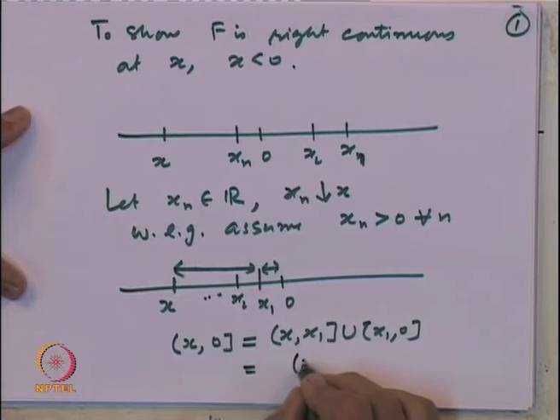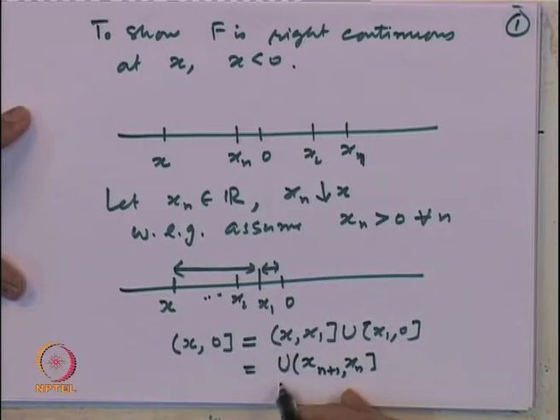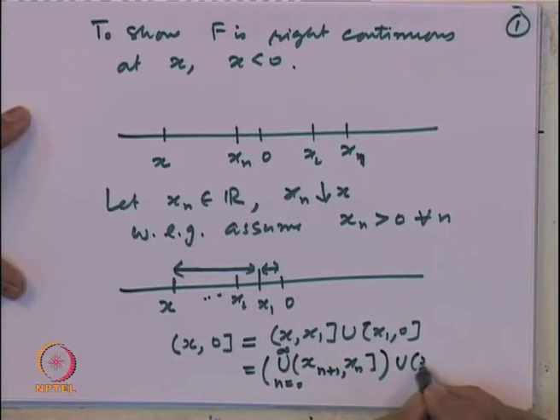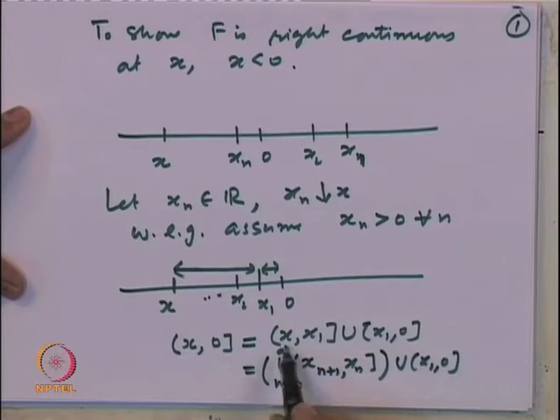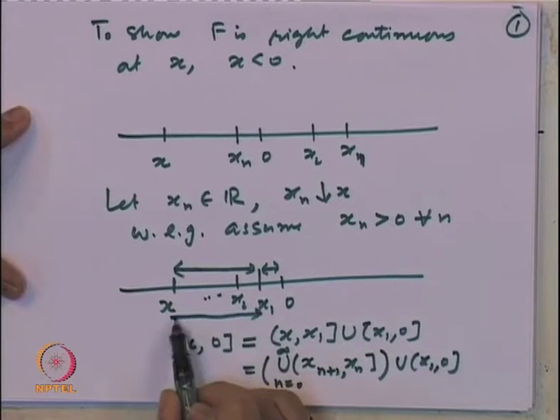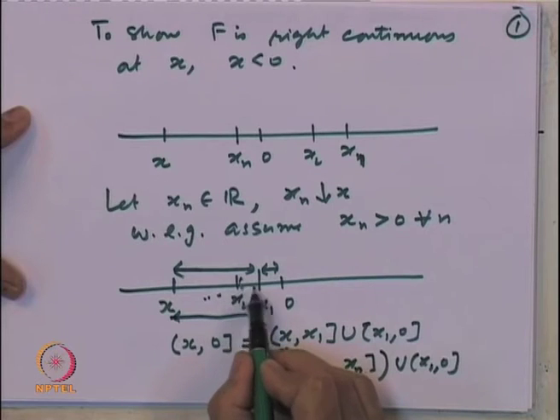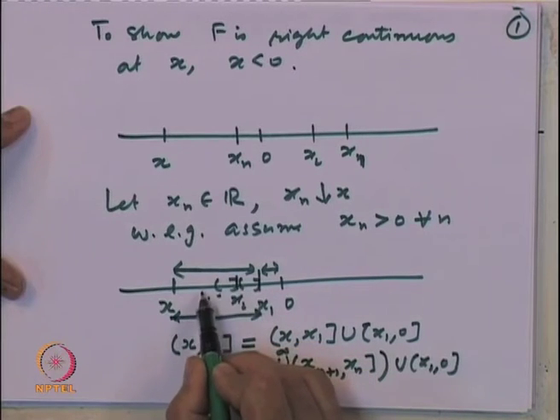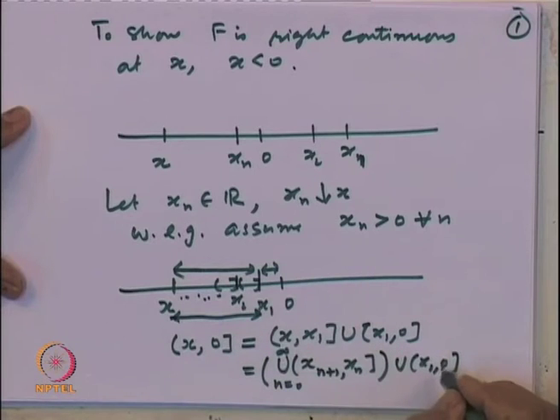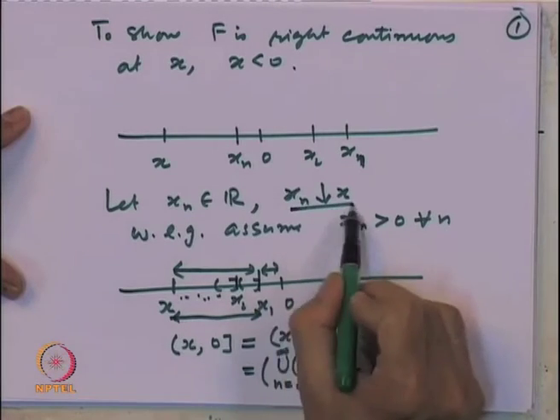So, we are going to claim that this is the same as the union over n equal to 0 to infinity of the left open, right closed intervals (x_{n+1}, x_n], together with (x_1, 0]. So, the interval x to x_1, we are splitting it into left open right closed intervals, and so on. And this is an equality because x_n is decreasing to x.